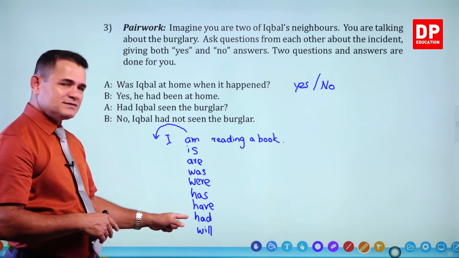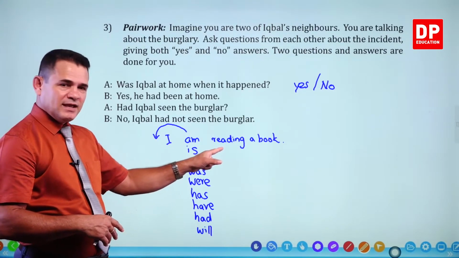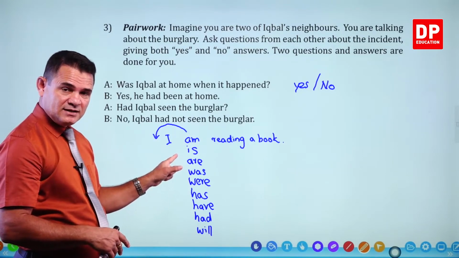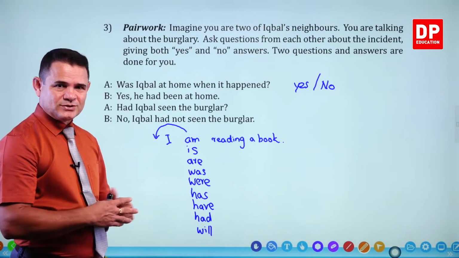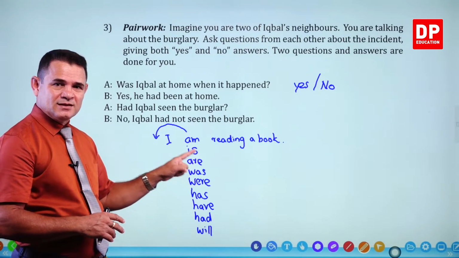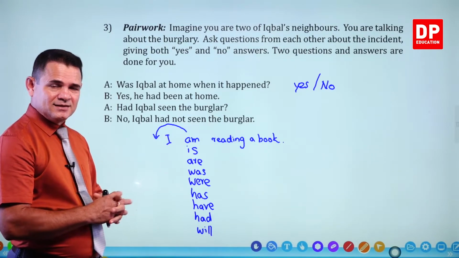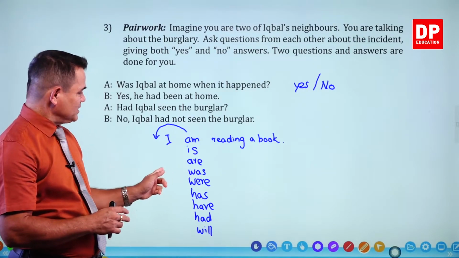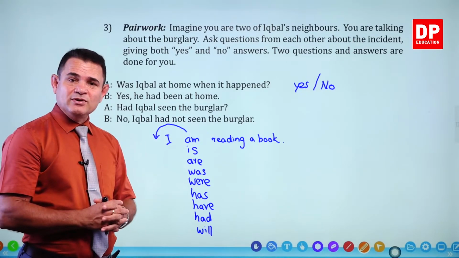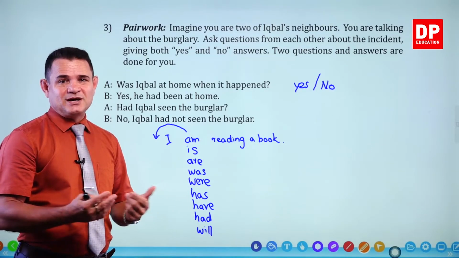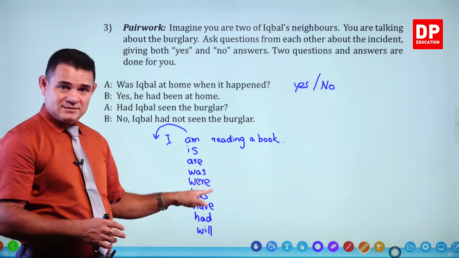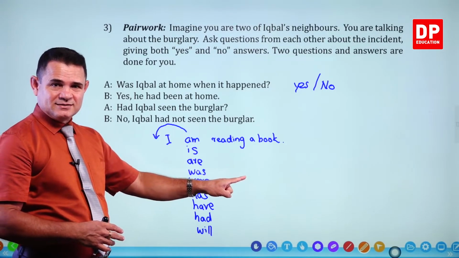Then your answer is yes or no. So for any of these things, it's like that. He is playing cricket. Is he playing cricket? Answer yes or no. We are learning. Are we learning? Very simple question. He was reading a book. Was he reading a book? They were playing cricket. Were they playing cricket?